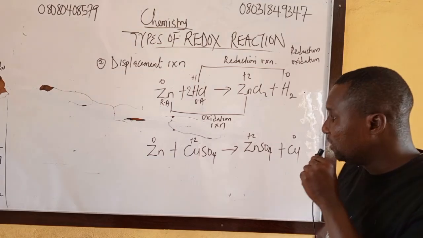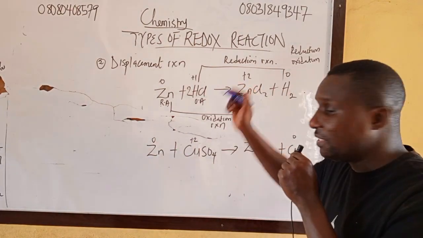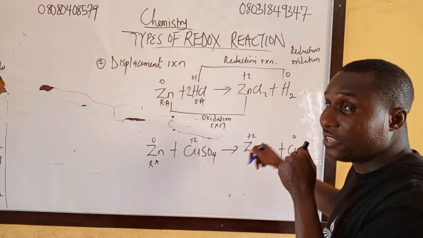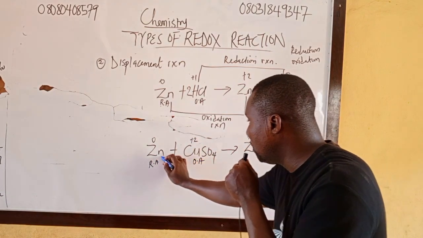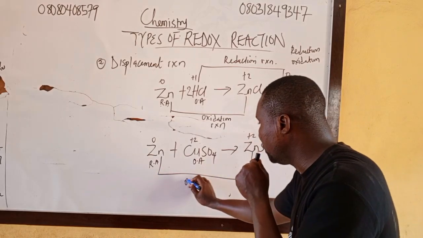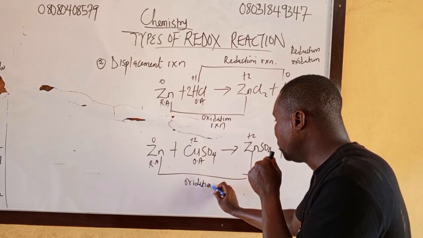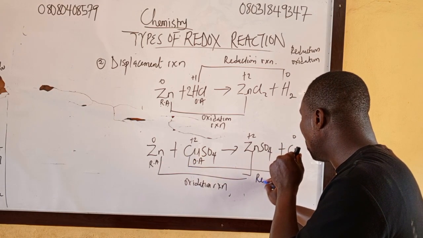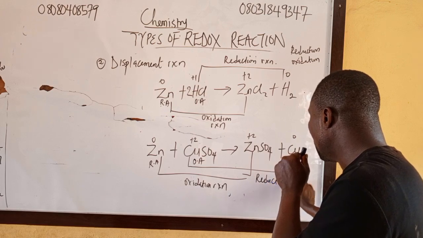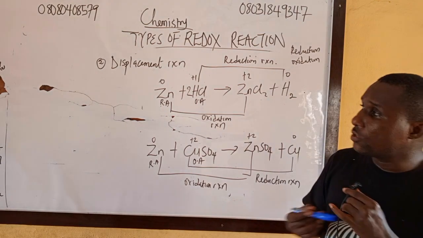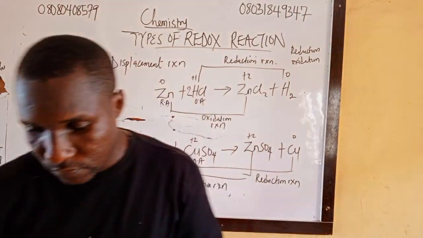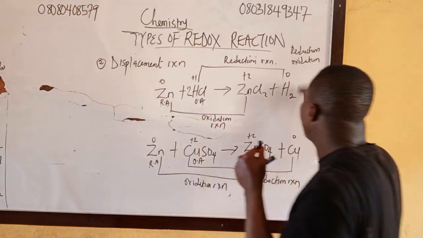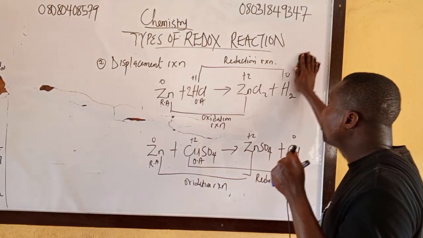Let us look at this. Zinc from 0 to plus 2 has increased. That means reducing agent. Copper from plus 2 to 0 has reduced, oxidizing agent. From here to here is oxidation reaction. Then from copper to this copper is reduction reaction. Let's move. Let's go to the third type of redox reaction, another chemical reaction that is redox.